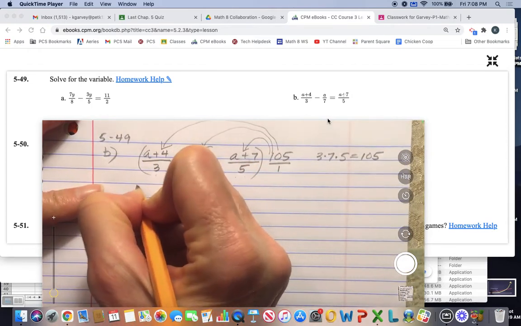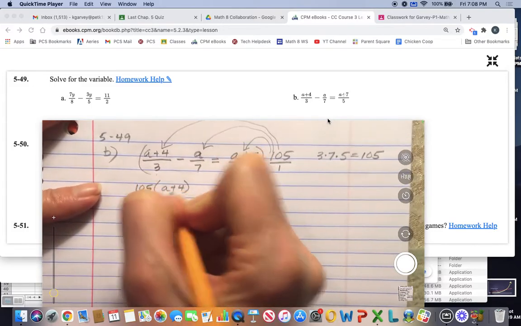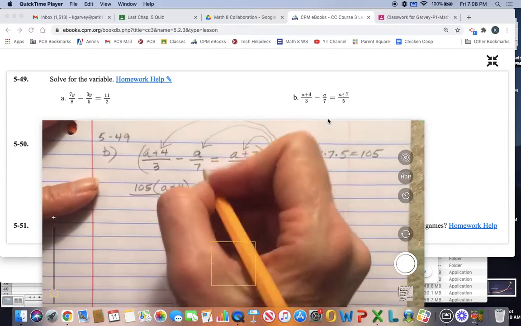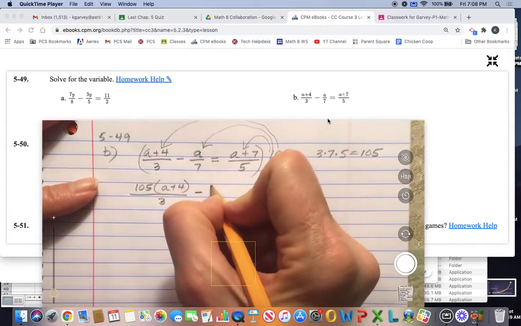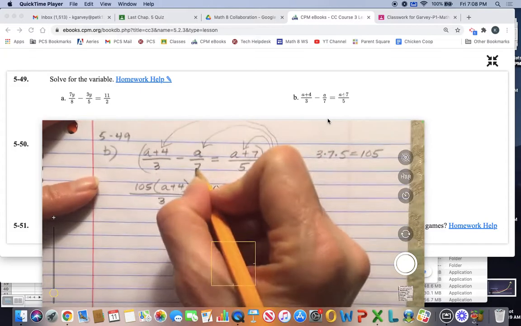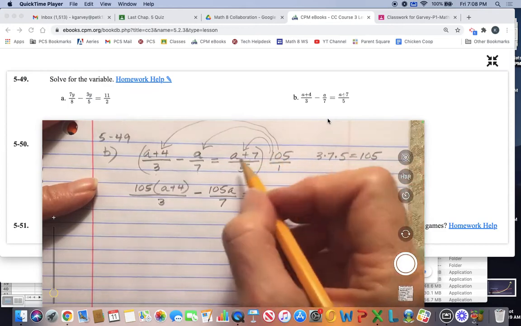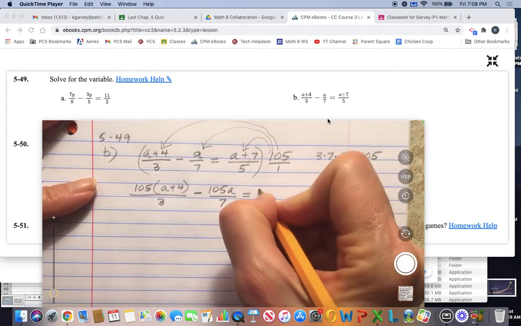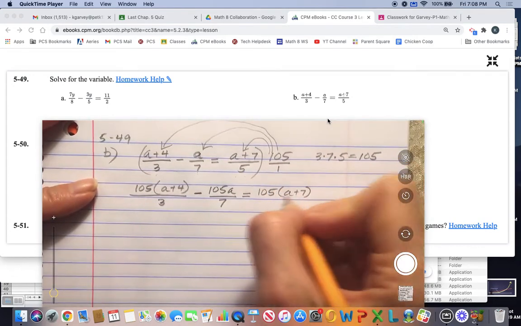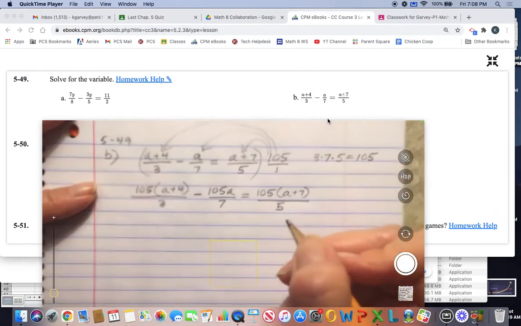So 105 times A plus 4 over 3, because 1 times 3 is just 3, minus 105 times A, and that's going to be over 7. 7 times 1 is just 7. And then there's our equal sign. And 105 times A plus 7. And this is going to be over 5. 1 times 5 is 5.